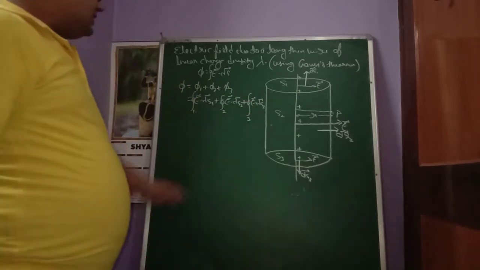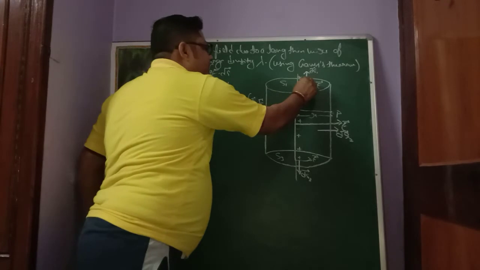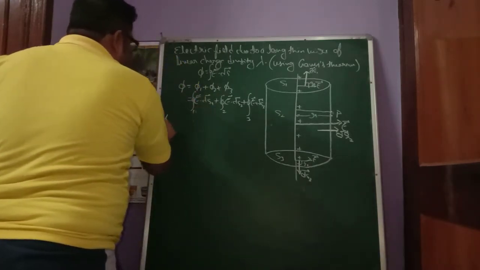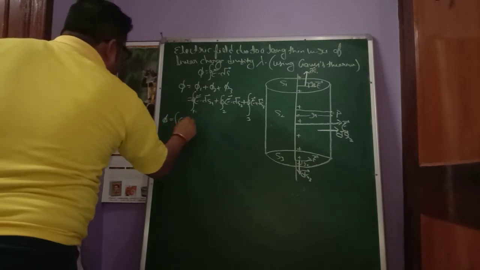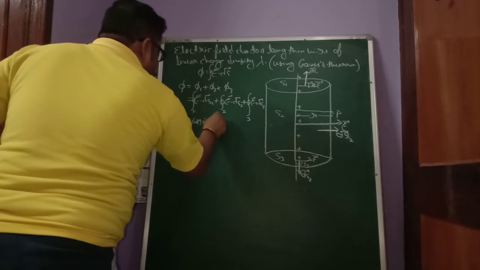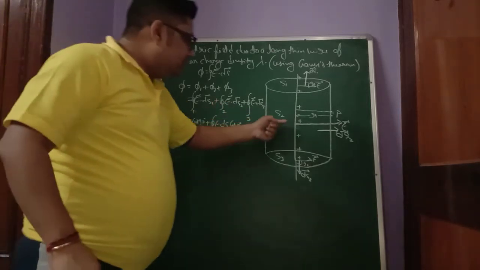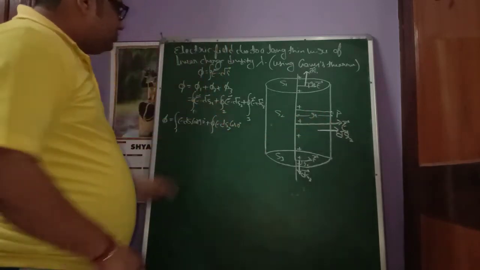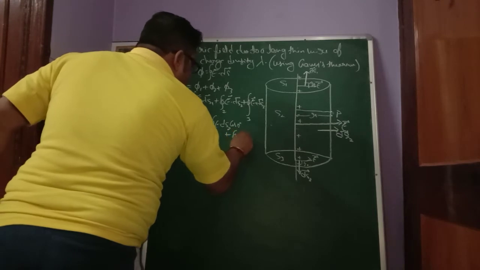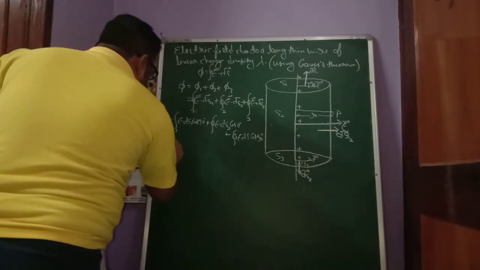For surface 1 and surface 3, the electric field is perpendicular to the area vector. So phi 1 is E ds1 cos 90. For surface 2, E ds2 cos 0 degrees, because the area vector is along the electric field, so the angle is 0. For surface 3, the electric field is normal to the area vector, so it is E ds3 cos 90. We know that the value of cos 90 is 0, so both of these become 0.